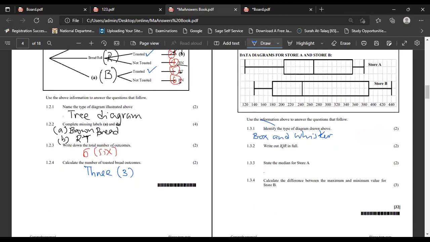Those will be the wanted values. Now they want you to write IQR in full. This one stands for interquartile range, whereby we take upper quartile minus the lower quartile. Don't forget the value of A: state the median for the store in A. The middle line here represents the median. When you come straight, you see its values here.